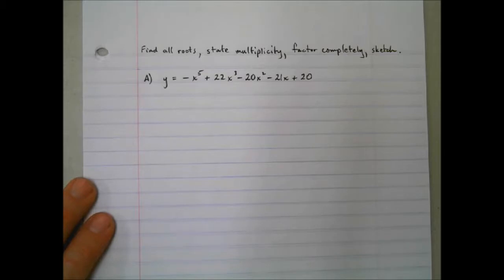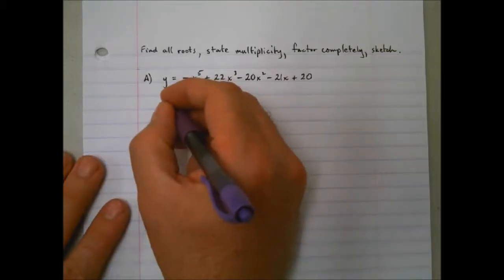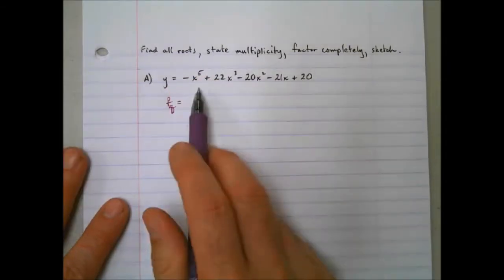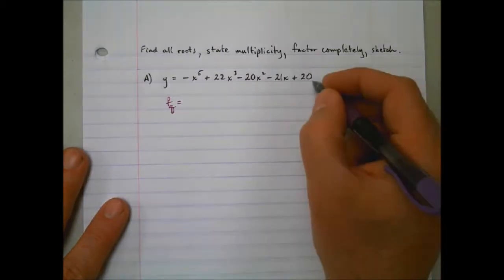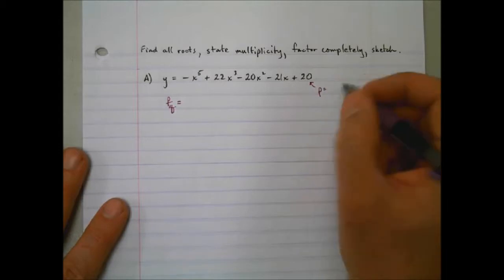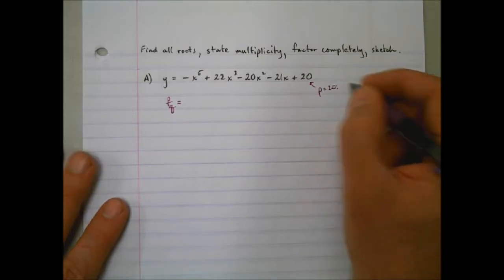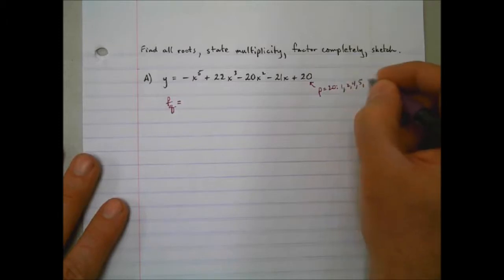The possible rational roots, the P over Q's. So P over Q, and again, remember it's plus or minus anyway. So the P is 20. So 1, 2, 4, 5, 10, and 20.